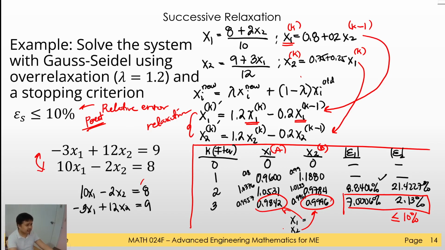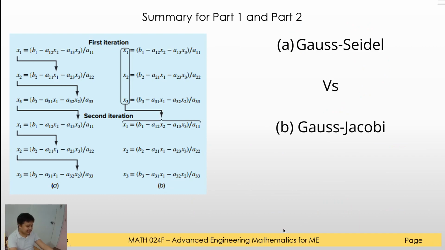Okay, for the last portions of this, I just want to summarize everything that we have learned so far. So regarding the iterative methods, comparing the Gauss-Seidel and the Gauss-Jacobi, we have here a figure to represent the Gauss-Seidel and the Gauss-Jacobi iterations. So for the Gauss-Seidel, which is letter A, as soon as x1 is available, you will use this for your iteration. So as soon as x2 is available, you will use this as well. So that is the Gauss-Seidel.